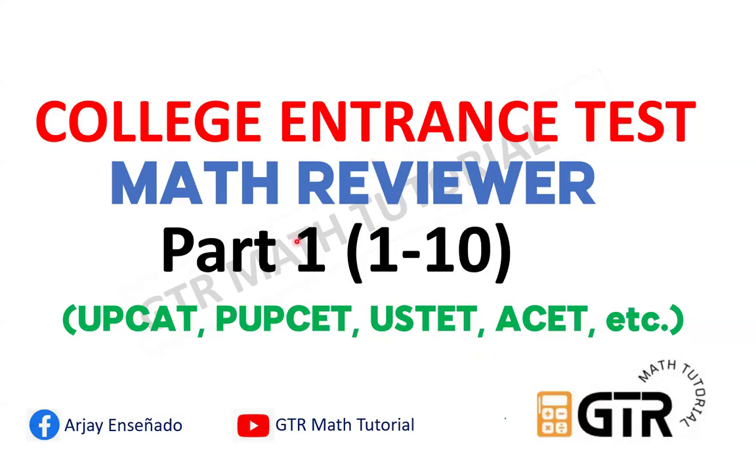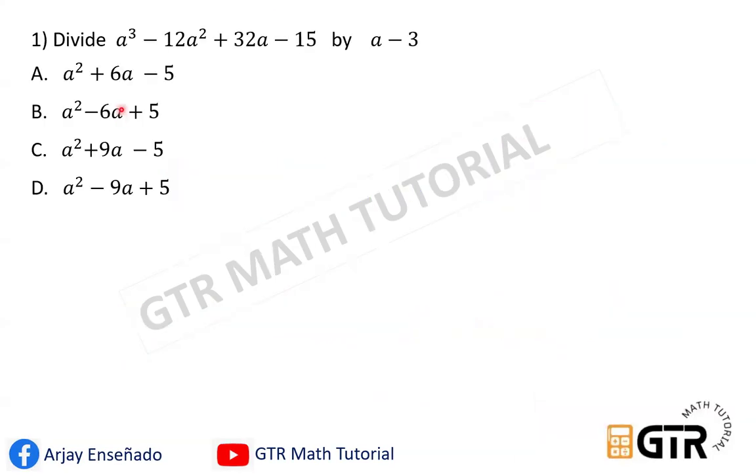College entrance test, math reviewer. So part 1, we have 10 items. This can be for UPCAT, PUPSET, USTET, ASET, and any college entrance test. Okay, so let's start. Pause the video for every problem. So we have 10 items.